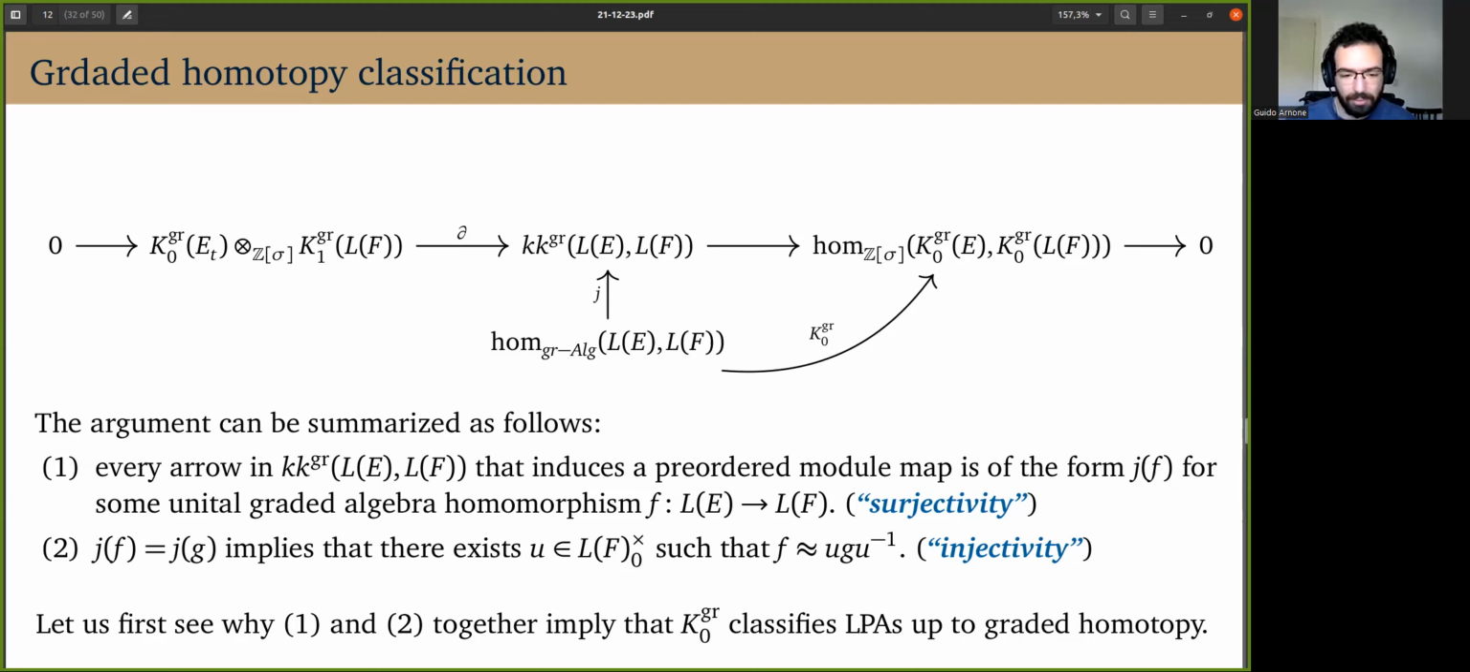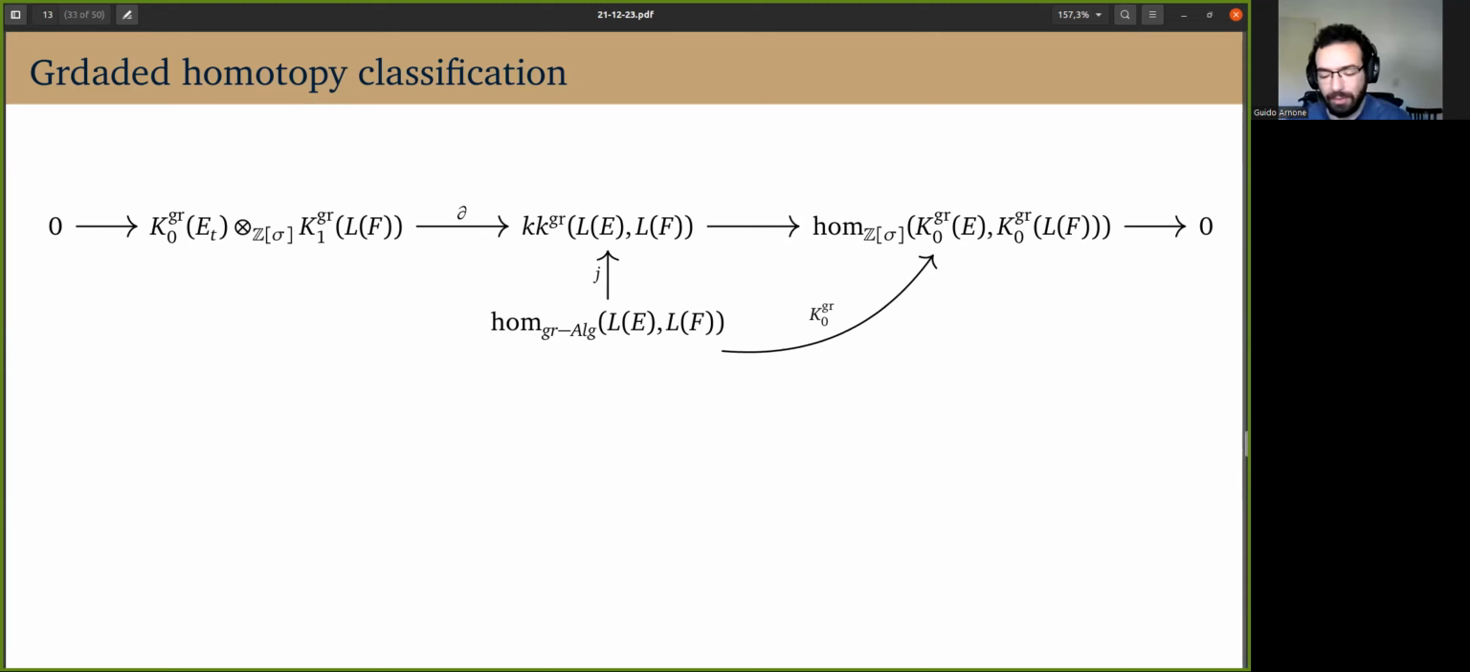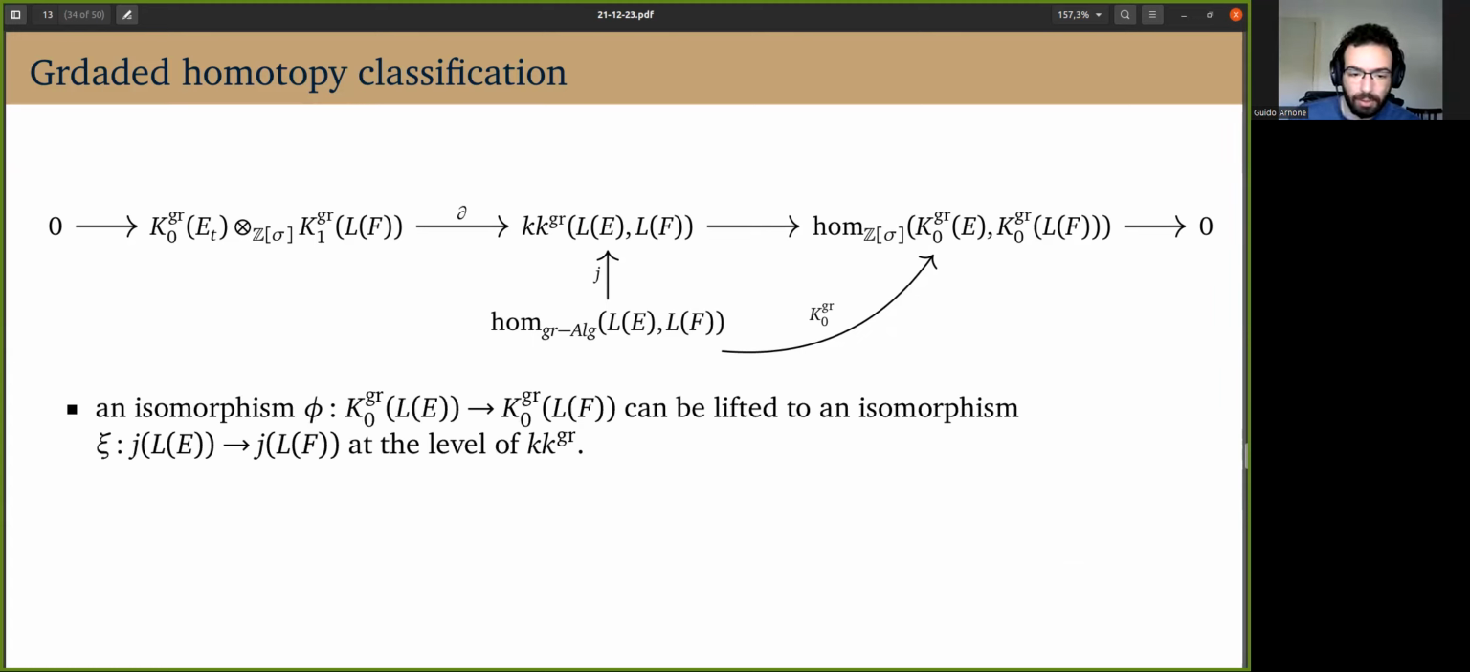I should recall again that we're doing all of this for primitive graphs. So here I should say for primitive graphs everywhere, but I won't. This is implicit, at least for me. Okay, so let's see how the proof goes. We will start with an isomorphism at the graded Grothendieck group level. So a pointed pre-ordered module map at the graded Grothendieck group level.